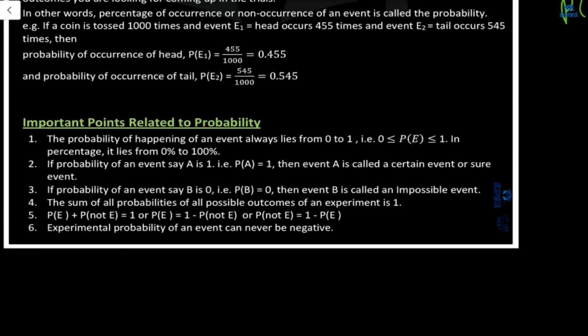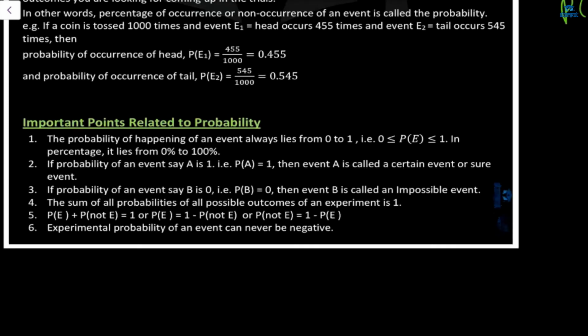या तो वो नहीं होगी, या तो वो हो जाएगी, या somewhere likely 0 to 100% के बीच में. You don't get above 100%. Okay, so probability of an event, say A, is 1. अगर किसी event की probability आपकी 1 है, that means the event is going to occur for sure. Okay, that event is going to occur for sure.